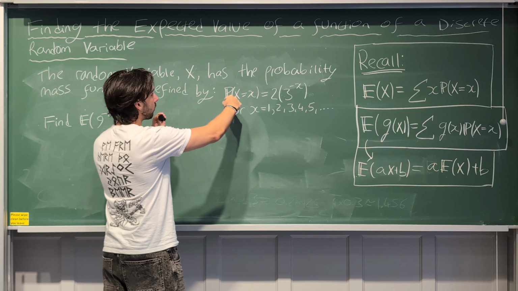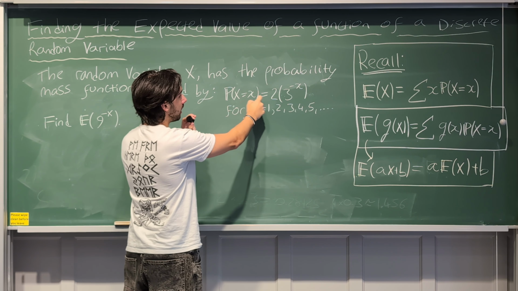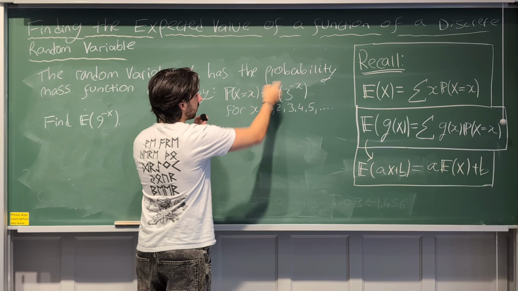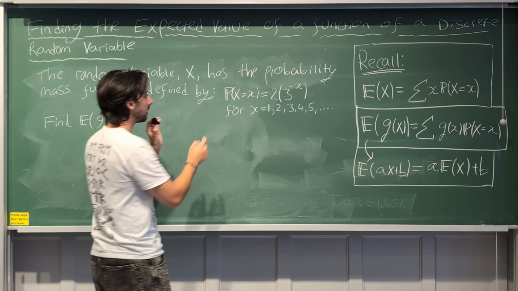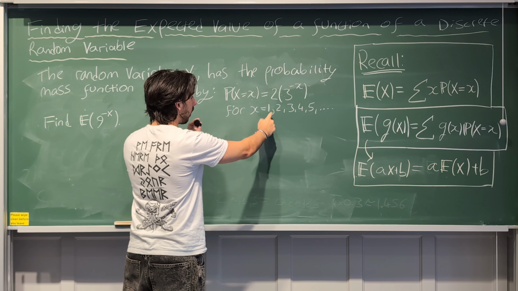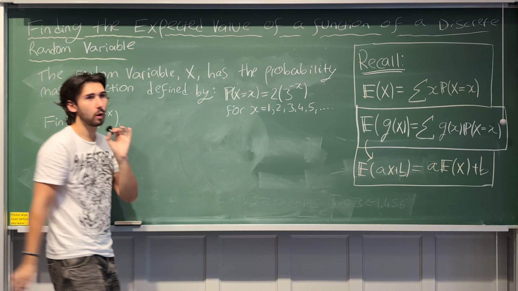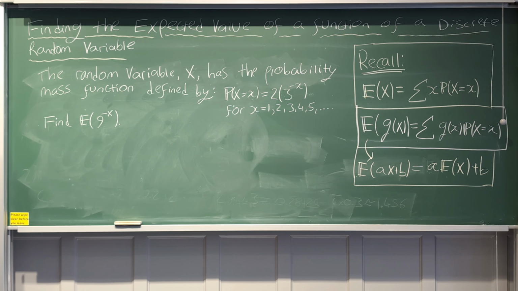The probability that the random variable is equal to little x is 2 times 3 to the power of minus little x. And this is defined for every single positive whole number, 1, 2, 3, 4, 5, all the way up to a million or a billion or a trillion, as far as you want to go, all the way to infinity, okay? Every single natural number. And we're being asked to find the expected value of 9 to the power of minus x.